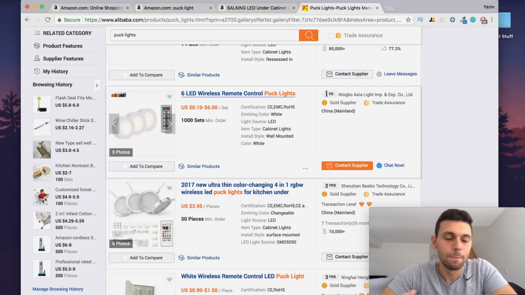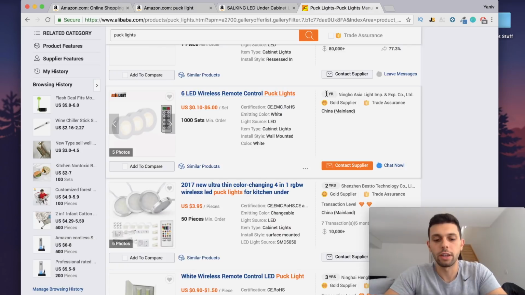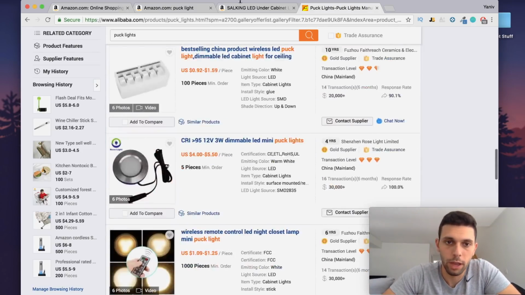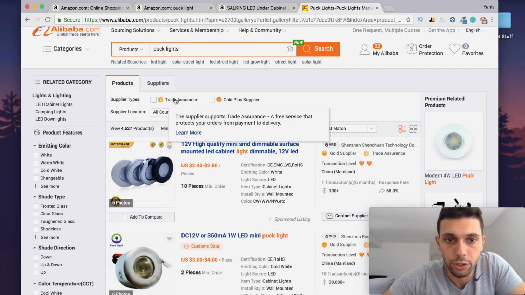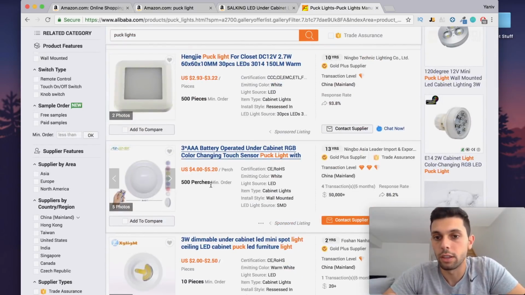I've heard a lot of stuff where what happens is if you start off as an Alibaba supplier and you want to get the gold supplier tag, which is right here, which is very important, the gold supplier and the trade assurance, you need to have been checked by Alibaba or whatever.